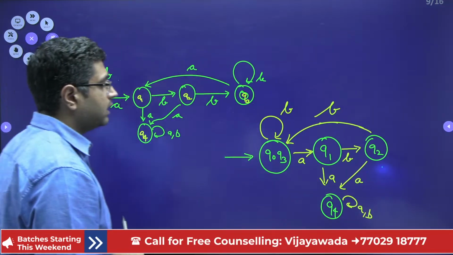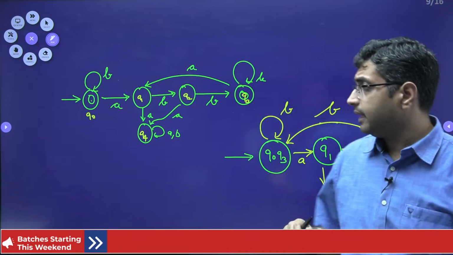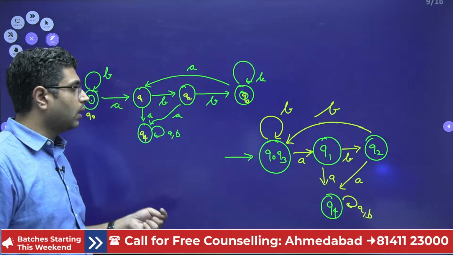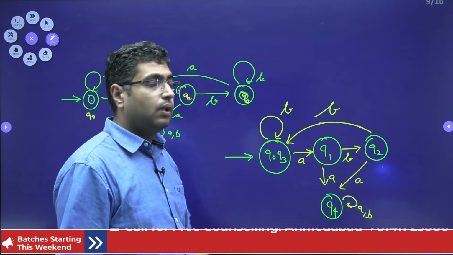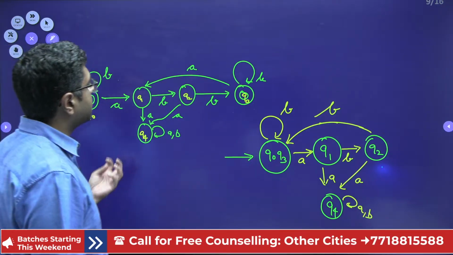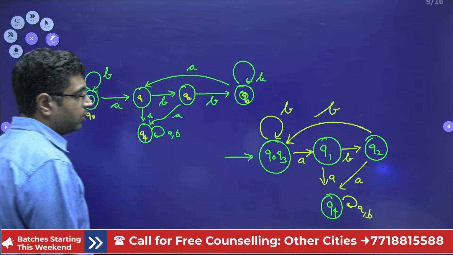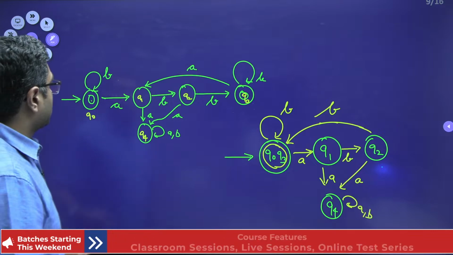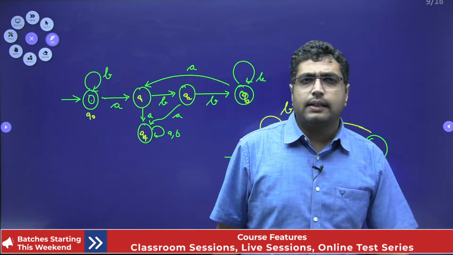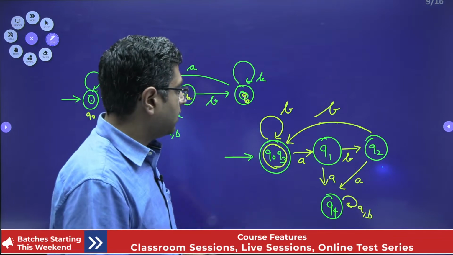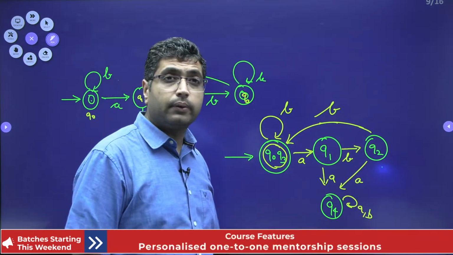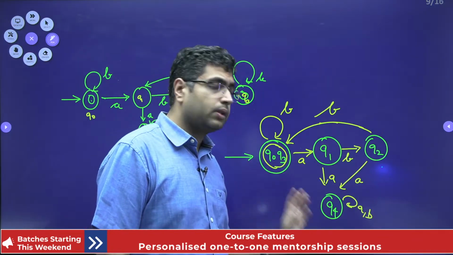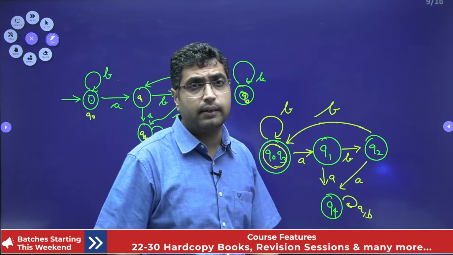Now we need to find out the initial state as well as the final state. The initial state will be the state which contains the initial state of the original DFA. The original DFA's initial state was Q0, so Q0, Q3 will be our initial state also. Now the final states will be all those states which contain any of the final states of the DFA, that is Q0 or Q3. So Q0, Q3 becomes our final state. No other state contains Q0 or Q3, so this is the only final state in this case.